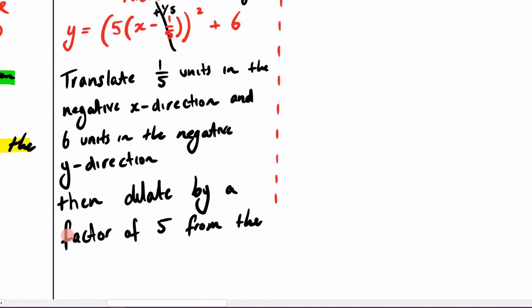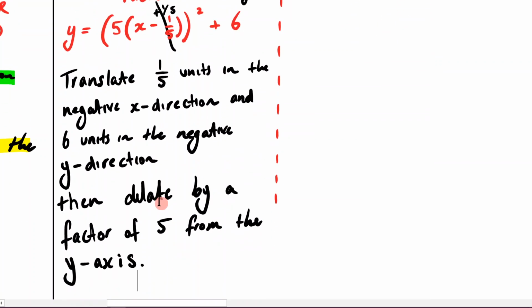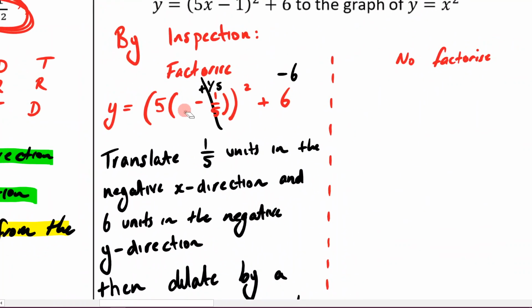the y-axis. Now that right there might throw people for a loop. Some people might go, oh, that's pretty easy. But remember, it's sometimes easier to do it by the method, just so you don't get tripped up by that. When I say dilate by a factor of 5 from the y-axis, if I was to apply that, that means I'm taking this x and I'm replacing it with x on 5, right?